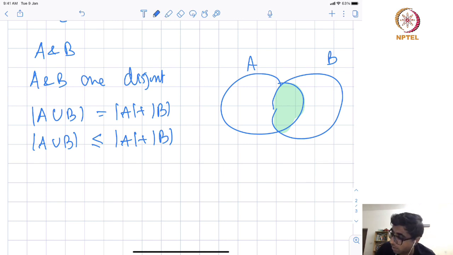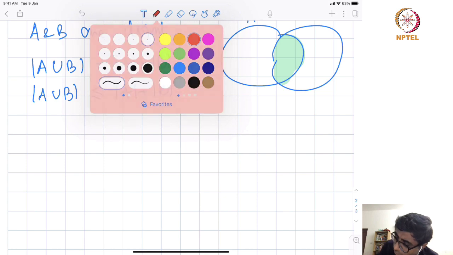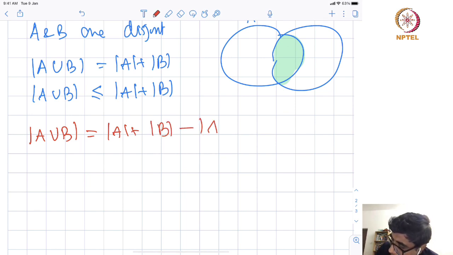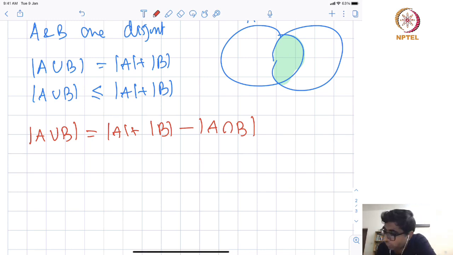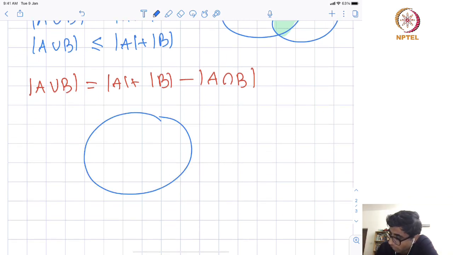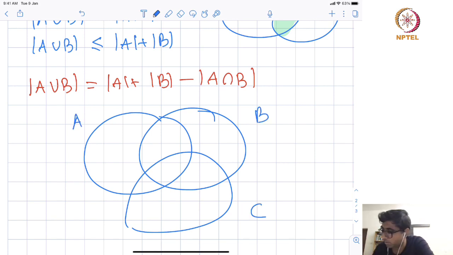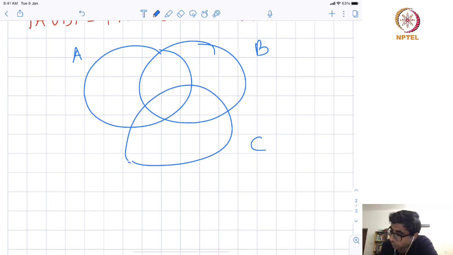So, the basic formula that we could come up with, you have seen this, is a simple Venn diagram exercise. But we can also generalize this to 3 sets. So, this is A, this is B, and this is C. Now, we would like to compute the value of the cardinality of A union B union C.